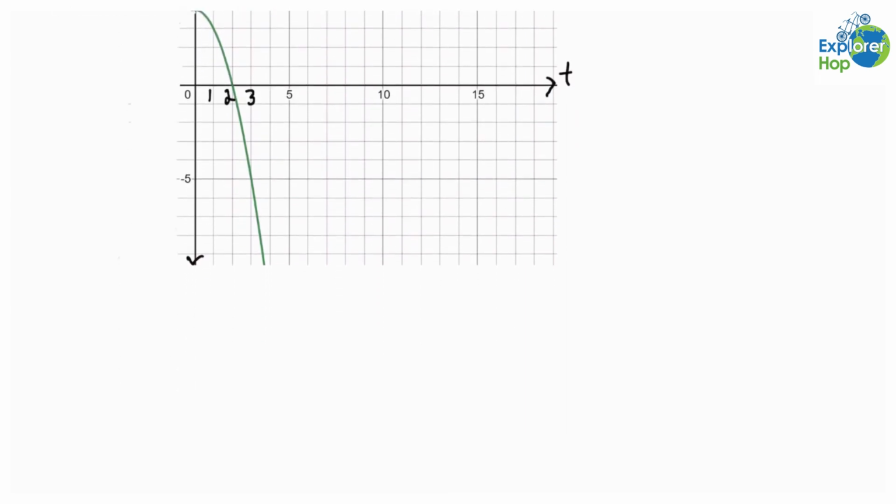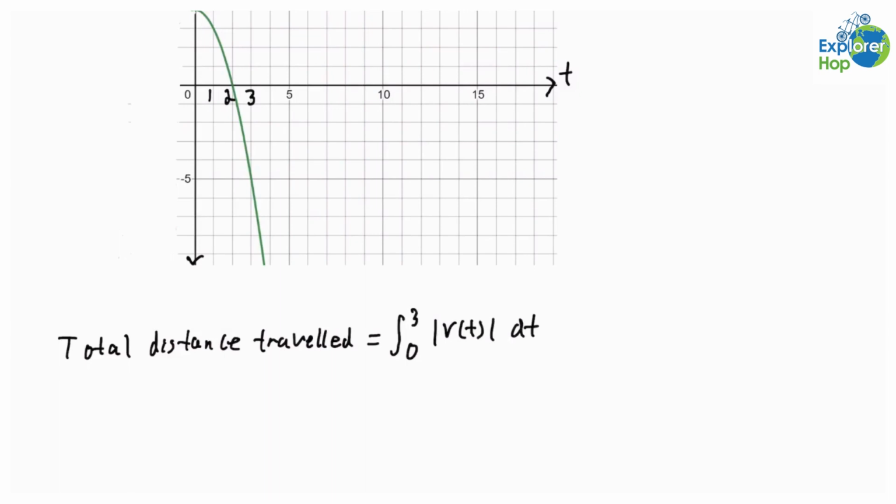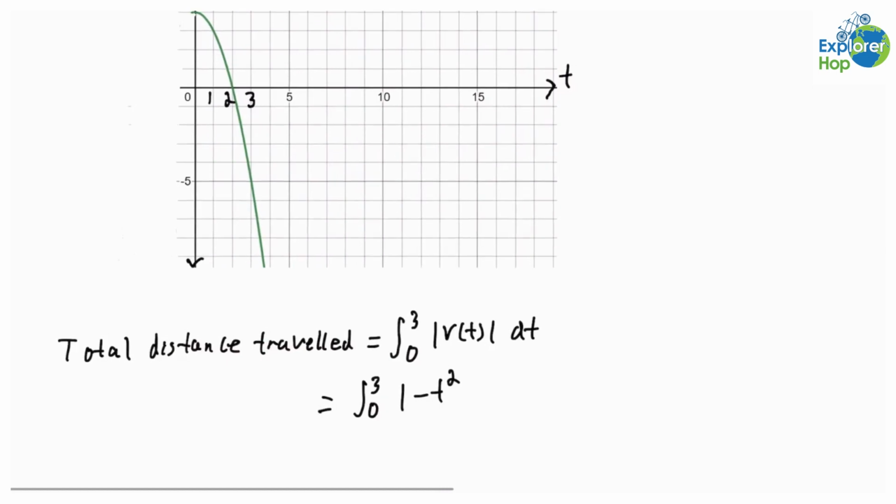So the total distance traveled is equal to the definite integral from 0 to 3 of the absolute value of v of t dt. And subbing in v of t, this is equal to the definite integral from 0 to 3 of the absolute value of negative t squared plus 4.